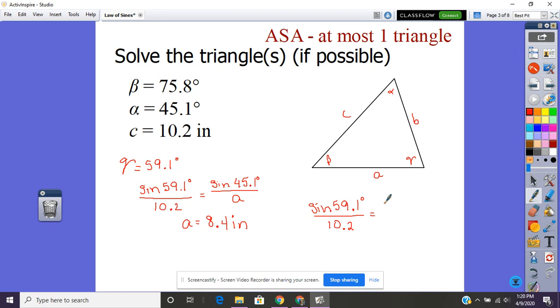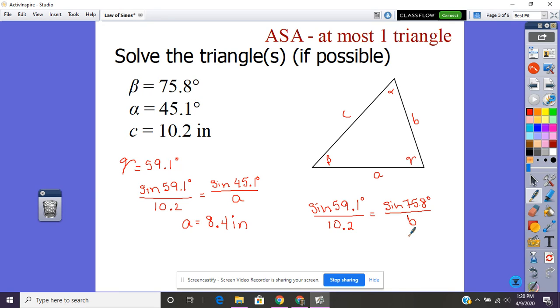All right, and so now I need side B. So I'm going to use beta. So I've got sine beta, which is 75.8 degrees over B. Now, why did I label our triangle up here? This is more just if you couldn't remember what sides are over what sides here, they're always opposite things. So you could label in the triangle our measures here, and that would be perfectly acceptable as well.